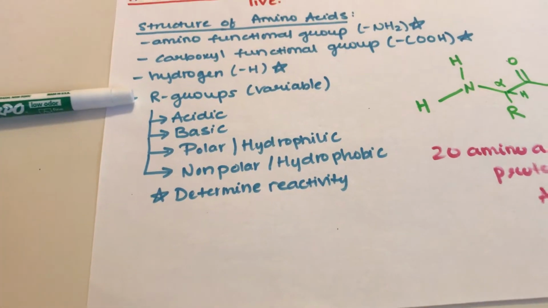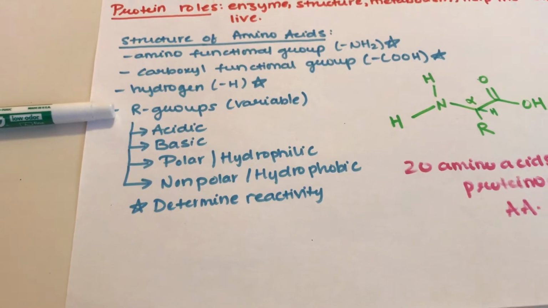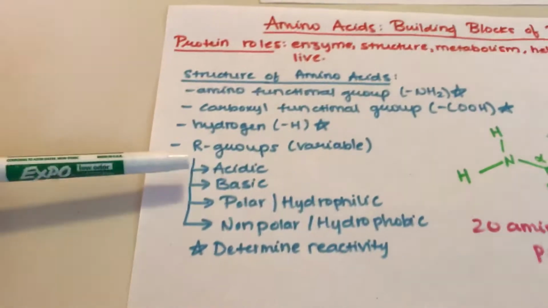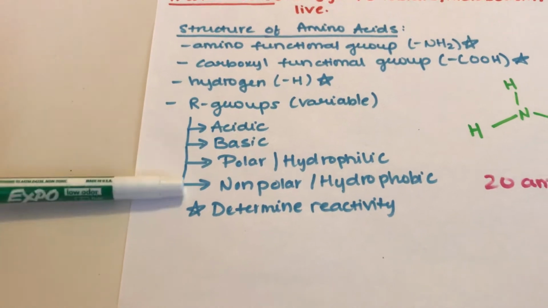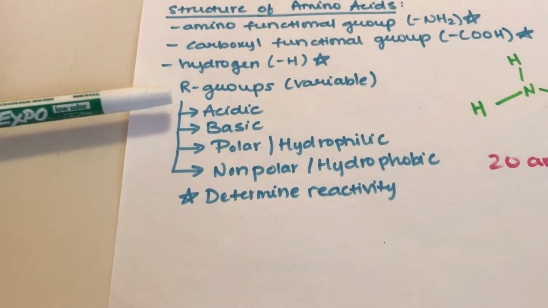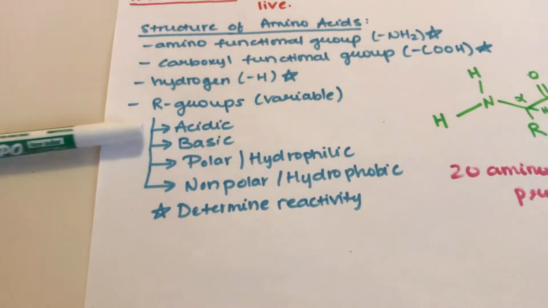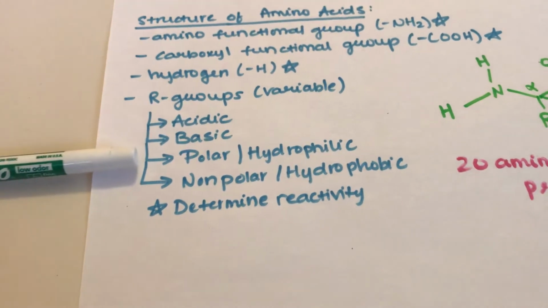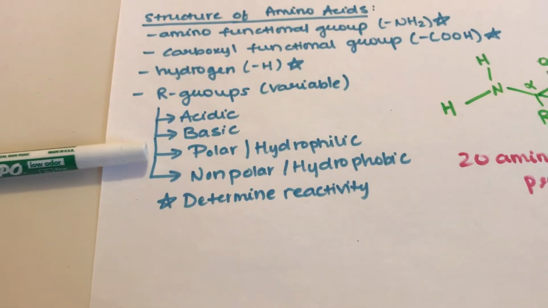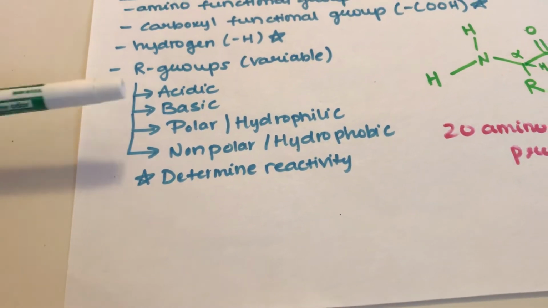The R group is the variable group and really helps determine the type of reactions that the amino acid will undergo. Now, these classifications can vary from book to book, but these are the 4 ways that I learned them, so I will explain the categories accordingly. One of the categories is acidic, the second one is basic, then you can have polar or hydrophilic amino acids, and then lastly you have nonpolar or hydrophobic.